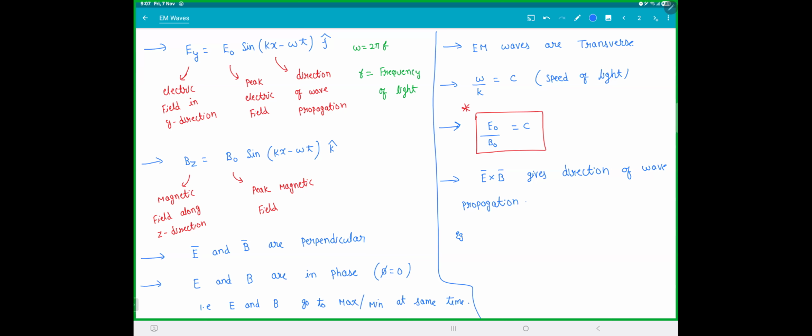So there is a question like this. They said E bar is along minus J cap. The wave is moving along K cap. Find the direction of the magnetic field. What do you guys think?